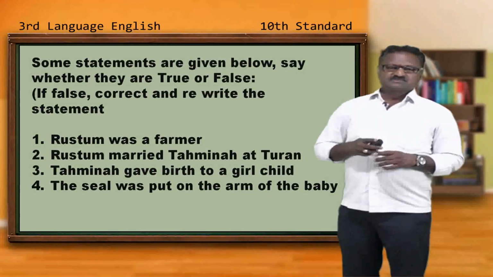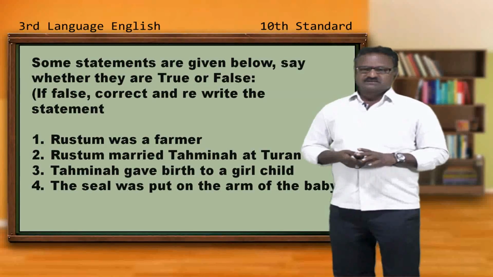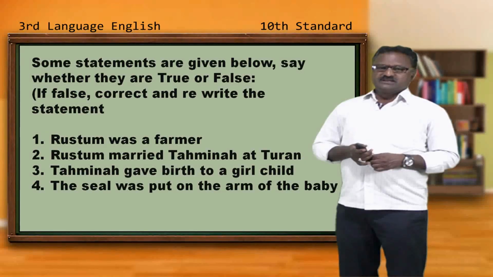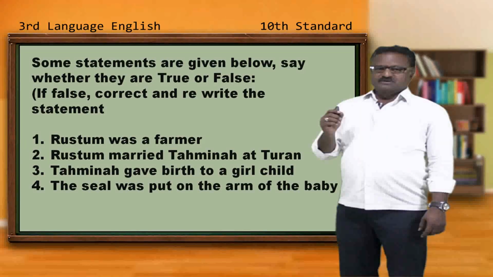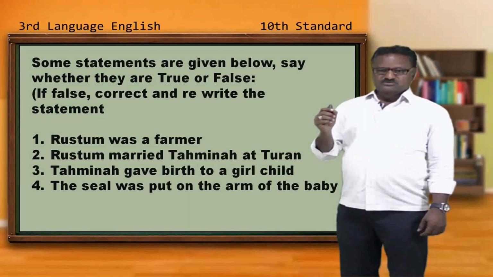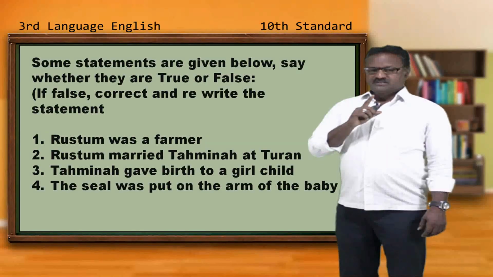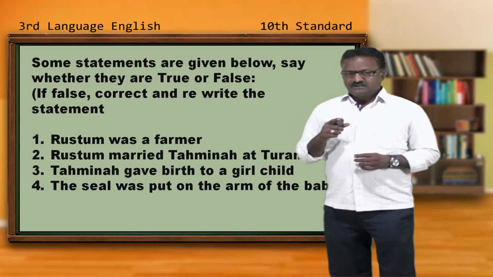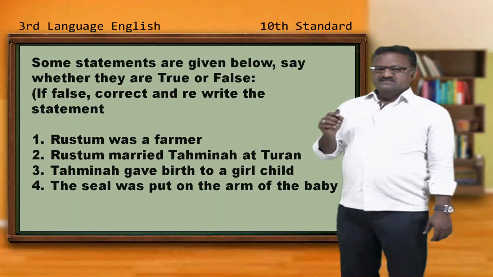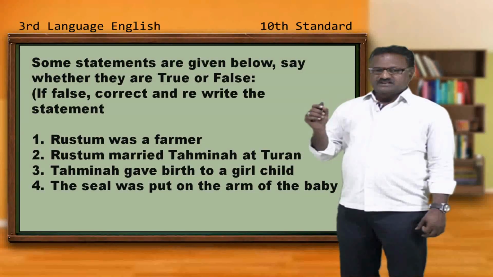Now here some sentences, some statements are there. Just look at them and say true or false. If they are false, correct them and rewrite the statements. Now make use of your notebook and pen. The first one is here: Rustam was a farmer. See, once again, Rustam was a farmer. This statement is not correct. So Rustam was a warrior.